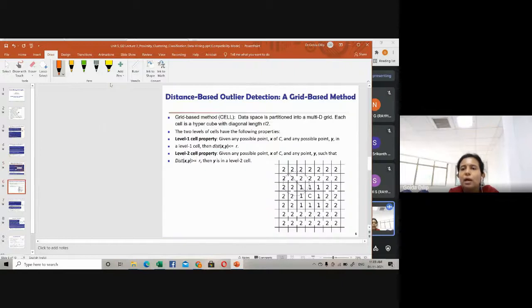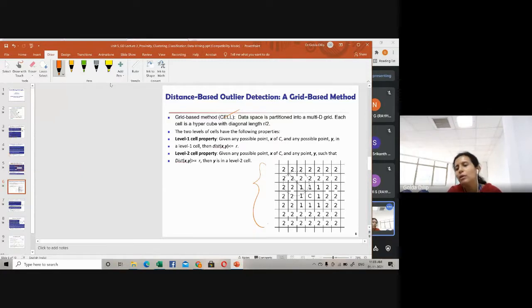Next we have what is called the grid-based technique, also called the cell method. You are trying to build a grid so that any points from the same cell will have a distance of at most epsilon. Actually, what we are trying to do is quantize the objects into a finite grid with a certain number of cells, giving a grid-like structure.